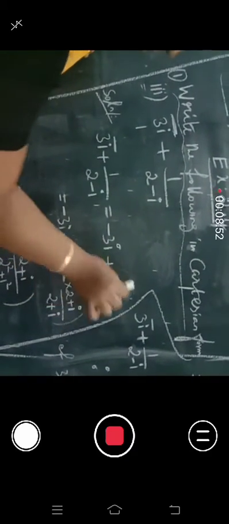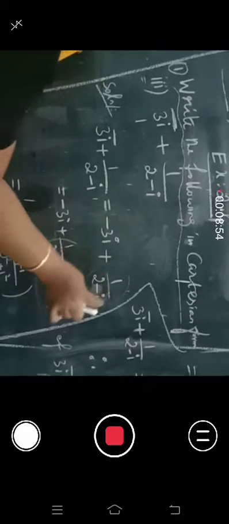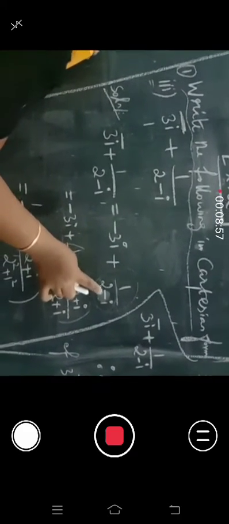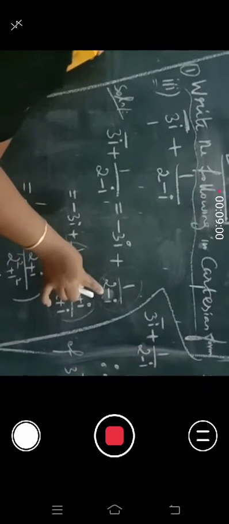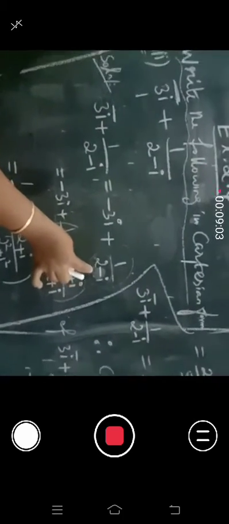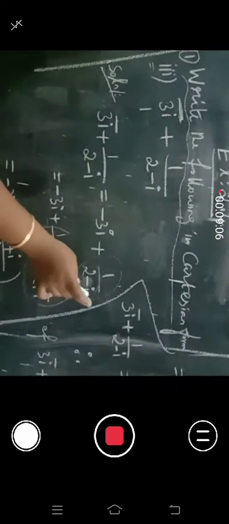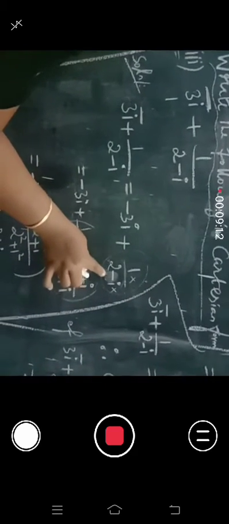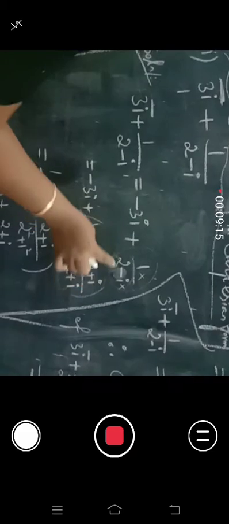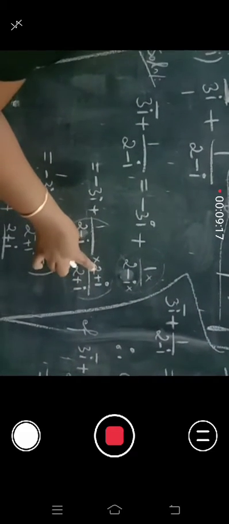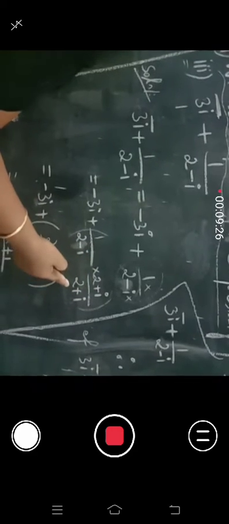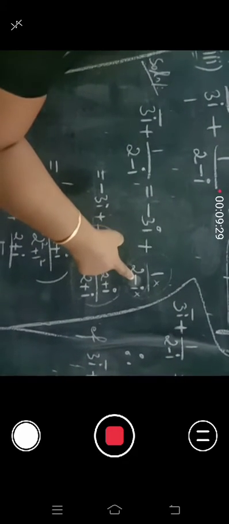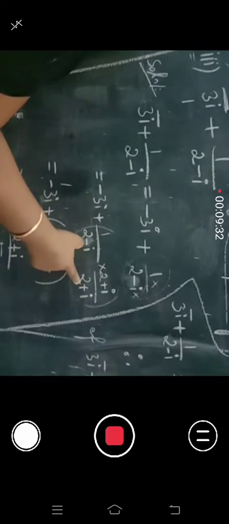Now this is division form. I have told already, if the denominator is a complex number, we have to rationalize the denominator. That means we have to bring this as a rational number. For that we have to multiply both numerator and denominator by the conjugate of the denominator. What is the conjugate of the denominator? 2 plus i. Why 2 plus i? Because here minus i, so we have to change this to plus i. So multiply both numerator and denominator by 2 plus i.